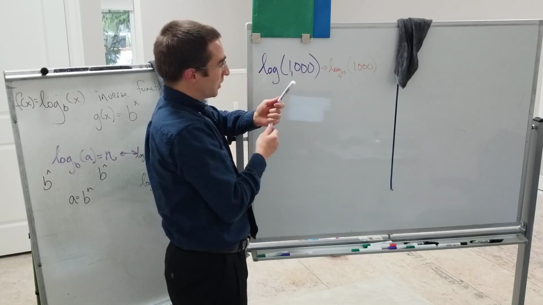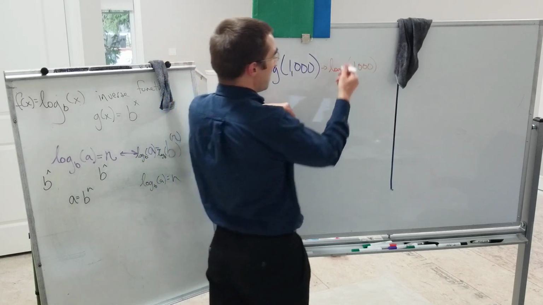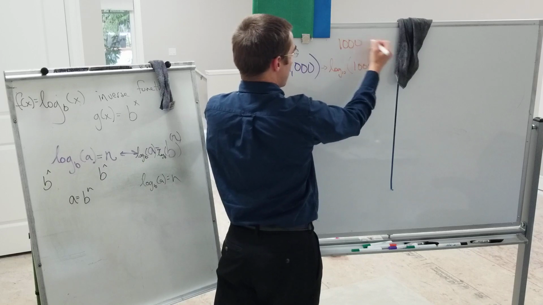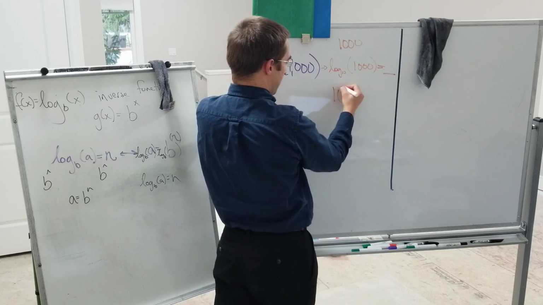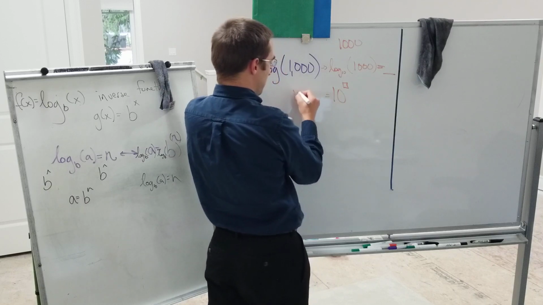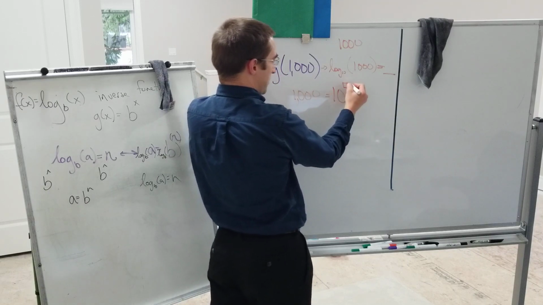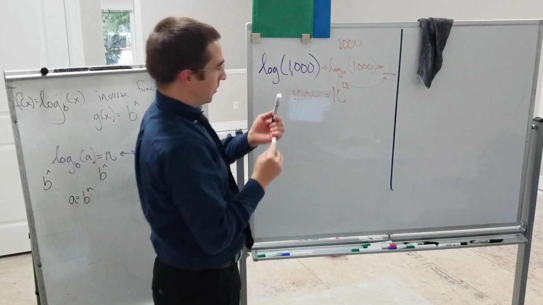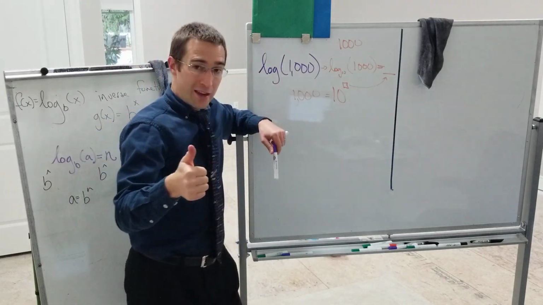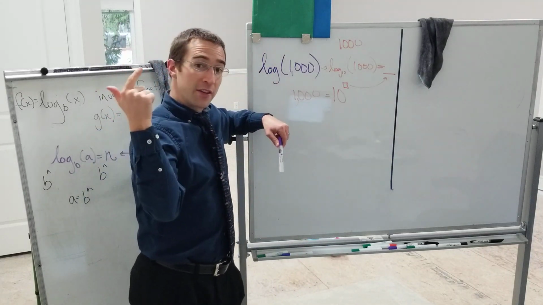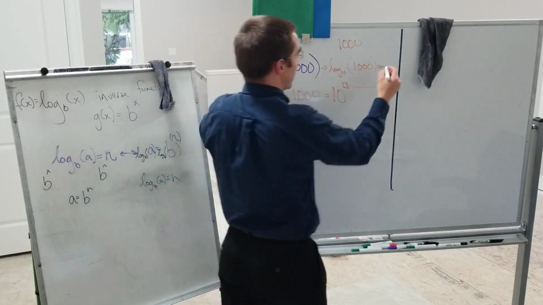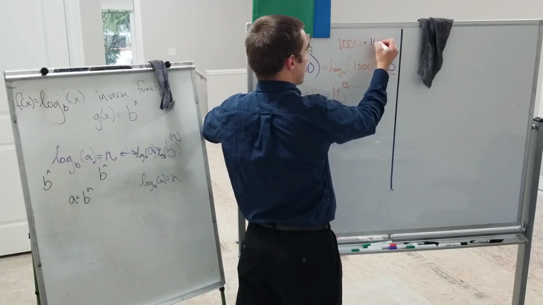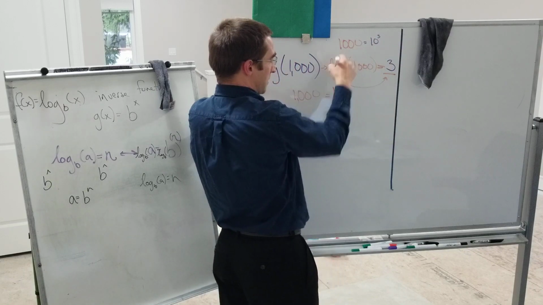Here we're asking, because remember, this answer is going to be 10 to the what power gives me 1,000. Well, 10 to the first is 10, 10 squared is 100, 10 to the third is 1,000, so the answer here is 3, because 10 to the third equals 1,000.